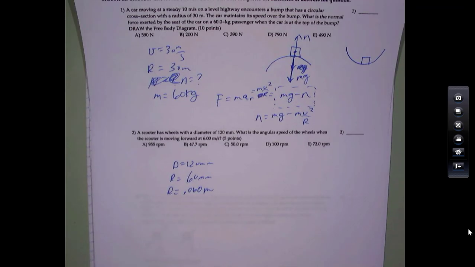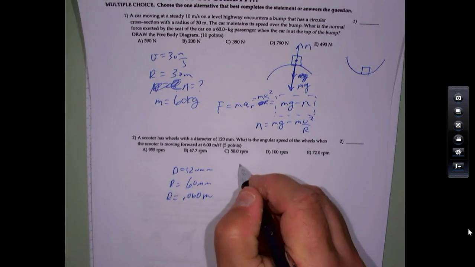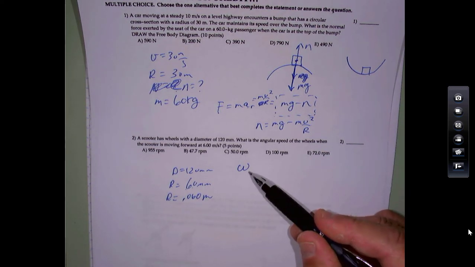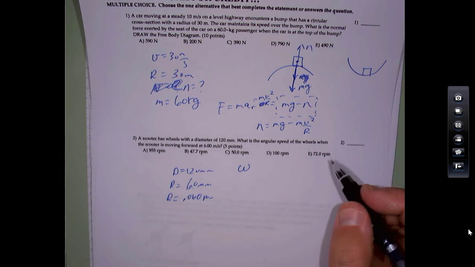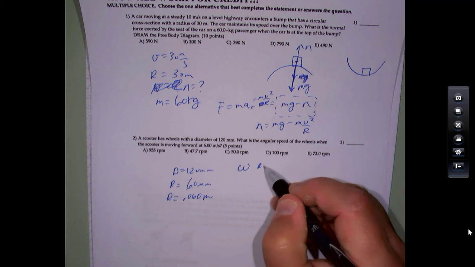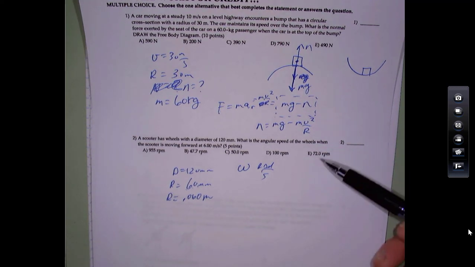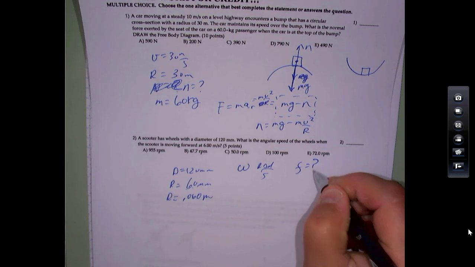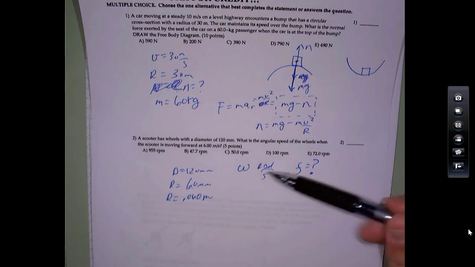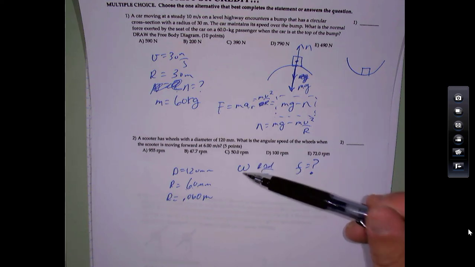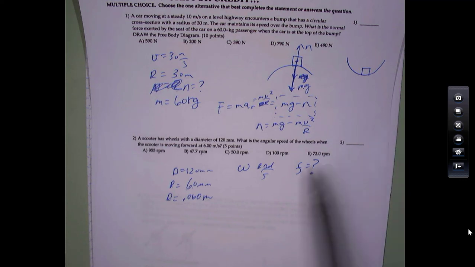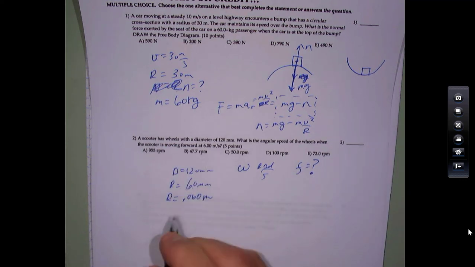What is the angular speed? So remember what angular speed is. That's omega. How much is omega? You know, the SI unit of omega is radians per second. Okay, if you look at these answers down here, this is revolutions per minute. So really what they're asking for is, what is the frequency? Could have been worded a little bit better. So usually angular speed, that's what omega is, measured in radians per second. They're actually asking for the frequency. That's what RPMs are, revolutions per minute. Okay, when the scooter is moving forward with a speed of 6 meters per second.